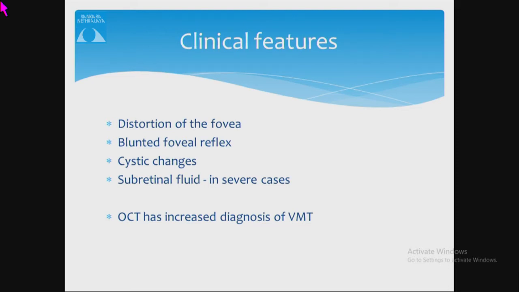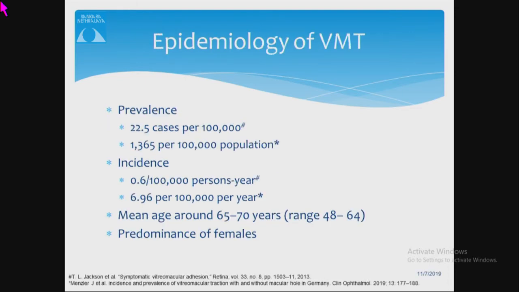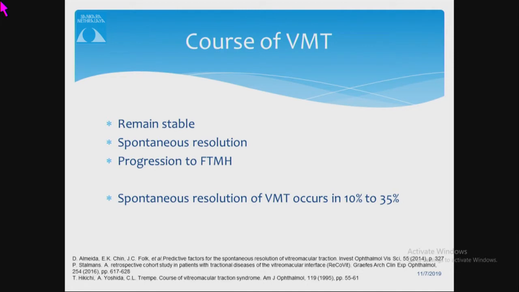With the advent of OCT, there has been a revolution in the diagnosis of VMT, with the prevalence in the pre-OCT era around 22.5 cases per 1 lakh population, and now in the OCT era increasing to around 1,365 per 1 lakh population. The mean age has been found to be around 65 to 70 years with predominance in females. The course of VMT can either remain stable, or undergo spontaneous resolution, or develop to a full thickness macular hole. Spontaneous resolution of VMT occurs in 10 to 35% of cases.